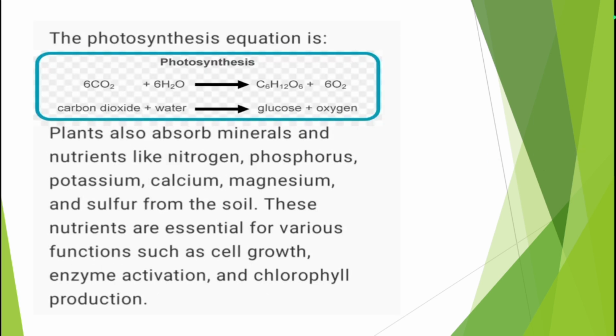So here is the equation of photosynthesis for you. Carbon dioxide is combined with water in the presence of sunlight and chlorophyll. The product formed is C6H12O6, which is glucose, plus O2, which is oxygen. About this we read already. Now this is the symbolic representation for the whole photosynthesis reaction.